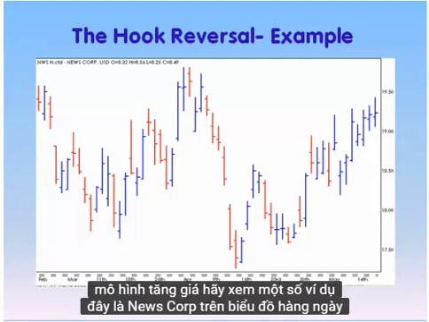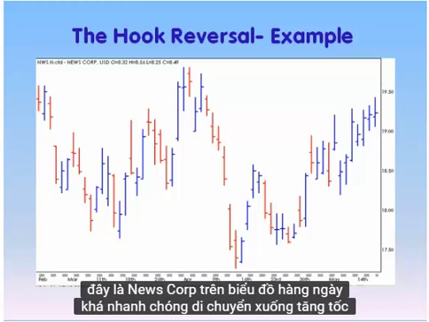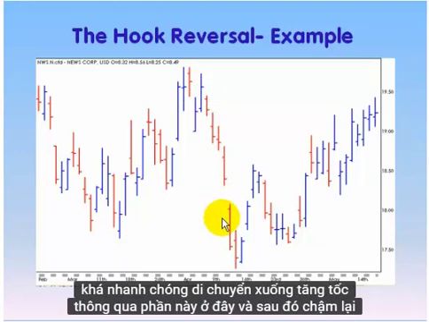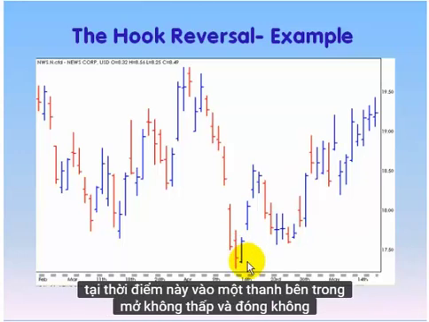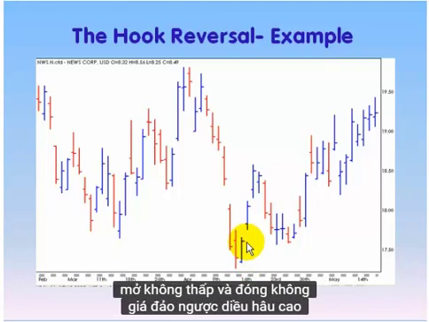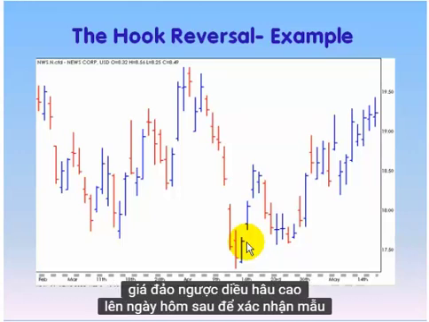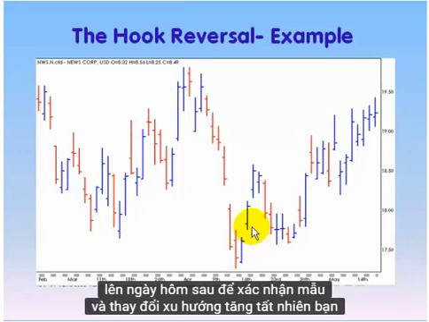Let's see some examples. Here's News Corp on the daily chart. A quite rapid move down, accelerating through this part here, and then slowing at this point into an inside bar which opens near the low and closes near the high. A hook reversal. Price actually gaps up the next day to confirm the pattern and change to an uptrend.